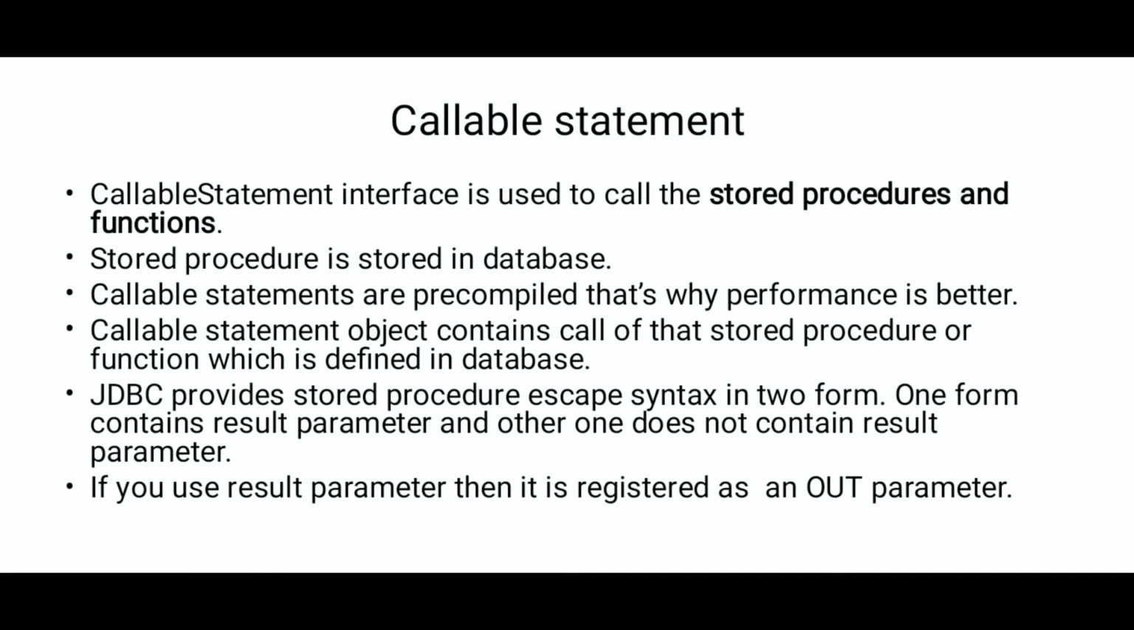So it means that when you create a function that has to return any data, then it is defined as the result parameter, as an out parameter. If you do not want to return any type of data, then it is defined in the second form of the escape syntax.